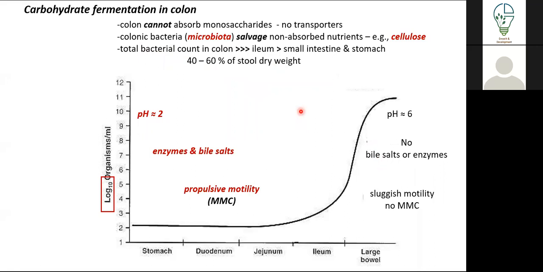Why is there so much bacteria in your colon? Because one, the pH is nice, it's not acidic, very nice. There are no enzymes, no bile salts in the colon, no destruction for the bacteria, great. And the MMC, the motility is very slow, so they can grow much better. They can infest the large bowels much better. Okay, and they get food basically, which is cellulose and stuff like that. Okay, so we have carbohydrate fermentation in the colon.